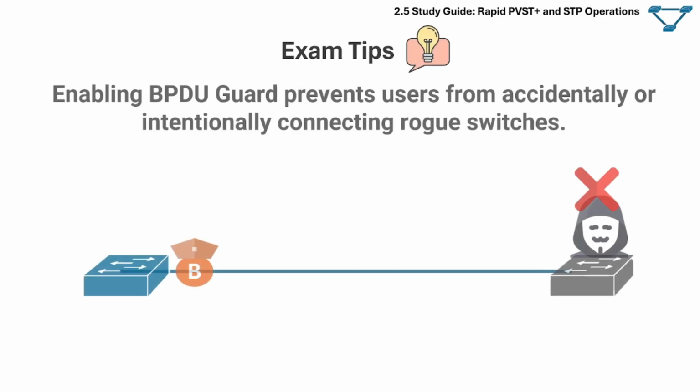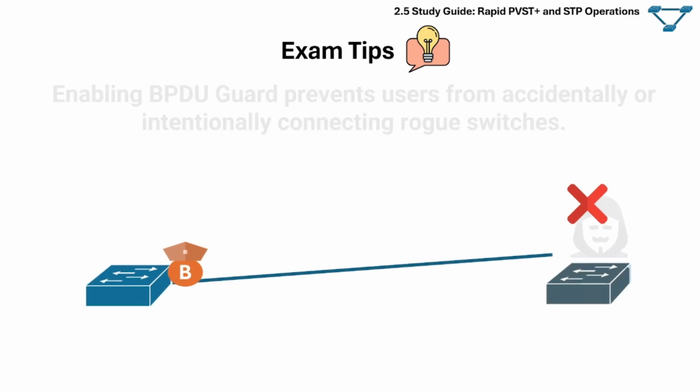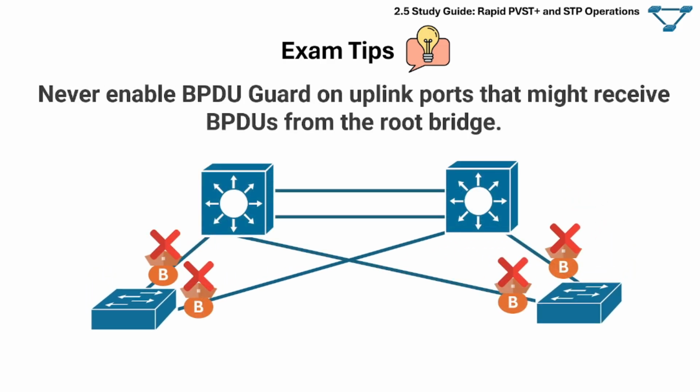For exam tips, enabling BPDU guard prevents users from accidentally or intentionally connecting rogue switches. Never enable BPDU guard on uplink ports that might receive BPDUs from the root bridge. If a switch has multiple uplinks, some of them may receive valid BPDUs even if they are currently blocking.